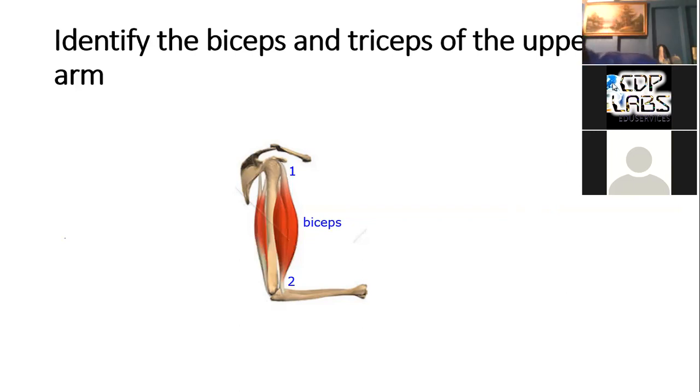Origin. All right. Let me read something to you. Now, the origin is the fixed attachment, that does not move so much, where movement doesn't take place. The point of insertion is where movement actually takes place.